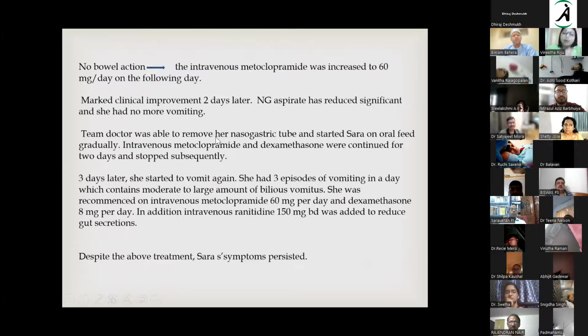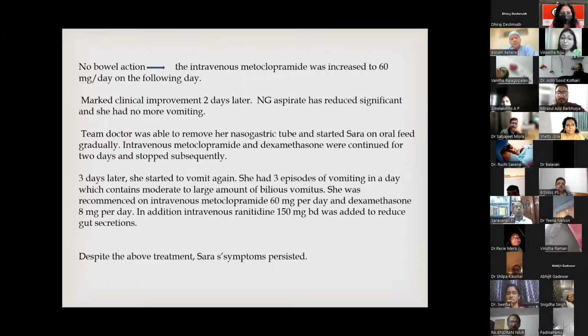Yeah. So what happened is that later she did not develop any bowel action. That could probably be because of the fentanyl that had worsened her constipation. We need to keep that in mind. Then metoclopramide was increased by the physician to about 60 milligram per day. Later on with that prokinesis, she markedly improved, and the NG aspirate also came down. She didn't have vomiting anymore, and they could take off the nasogastric tube, just like how they promised Sarah.